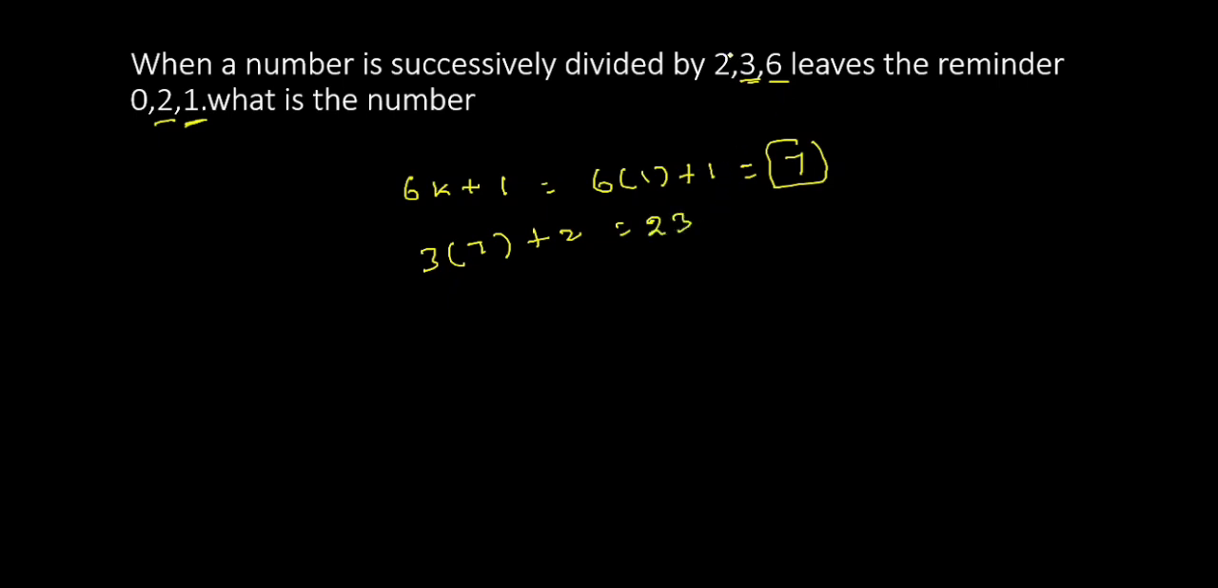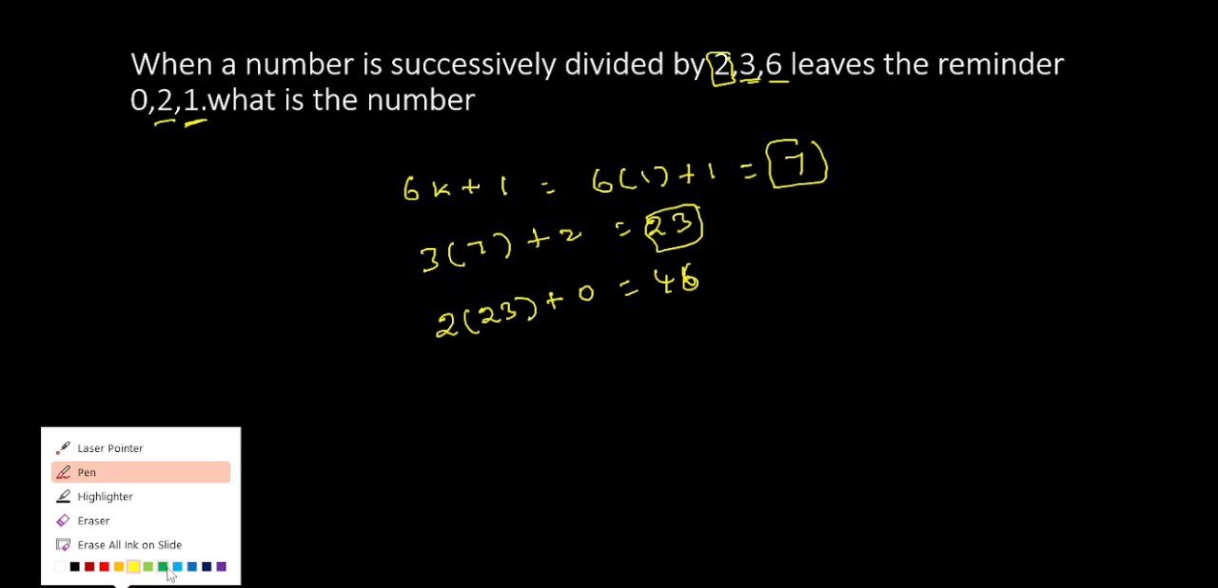Now the next divisor is 2. Take this number 23. So 2 into 23 plus 0. 2 into 23 is 46. So the number is 46. Now we will cross check whether that answer is right or wrong.